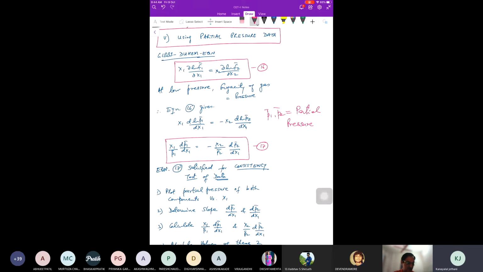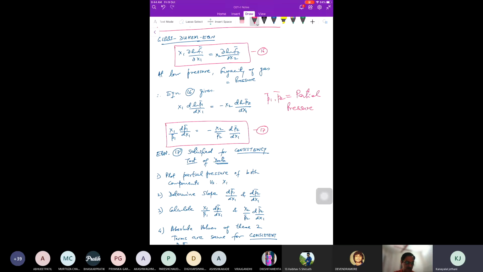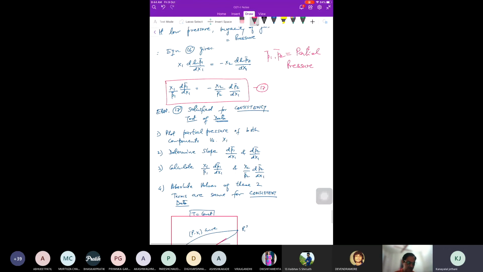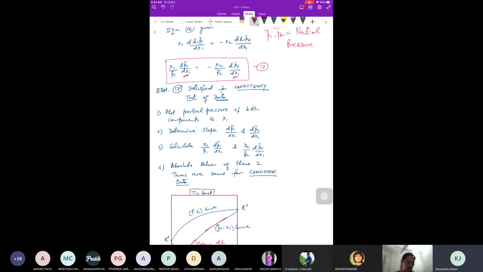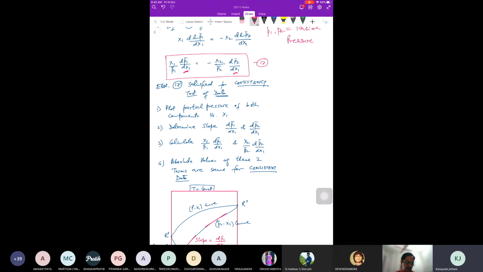Okay. So you can write this as x1 divided by P1 bar dP1 bar by dx1 equals minus x2 by P2 bar dP2 bar by dx1. So again, this has to be satisfied for consistency of data. So what you do is plot partial pressure of both components versus x1. Determine slopes, dP1 bar by dx1 and dP2 bar by dx1. Calculate left hand side, right hand side, and absolute values of both these terms must be same, right? Because there is a minus sign here. So absolute value of both the terms should be equal for consistency. Essentially, we are saying that equation 17 should be satisfied.